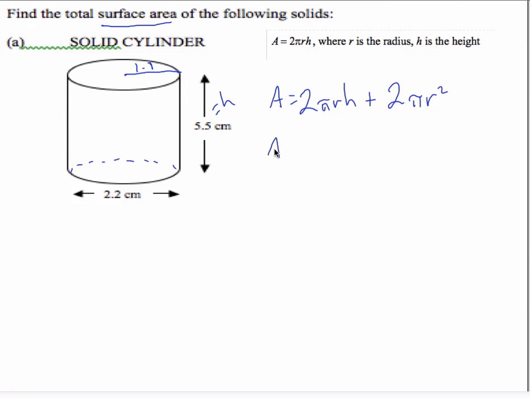So all we need to do is plug in the values that we have. The radius is 1.1, and the height is 5.5.